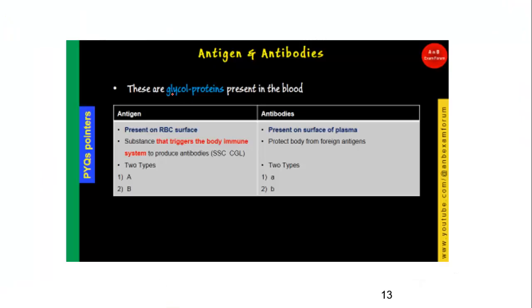Basically these are glycoproteins which are found in the blood, and antigens are found on the RBC surface, whereas antibodies are found in the plasma. So basically they trigger the body's immune system to produce antibodies. There are 2 types of antigen, A and B, and 2 types of antibodies, small a and small b, and these antibodies protect us from foreign antigens.